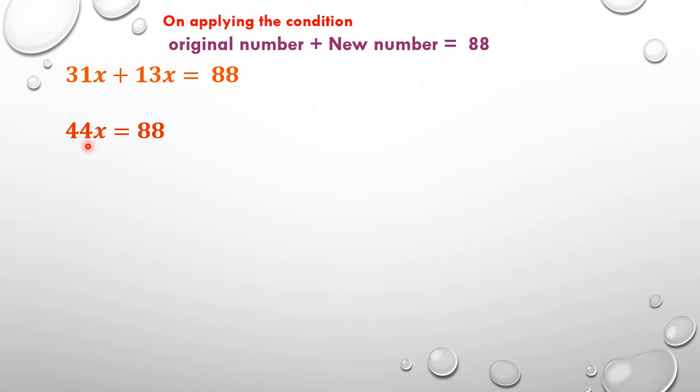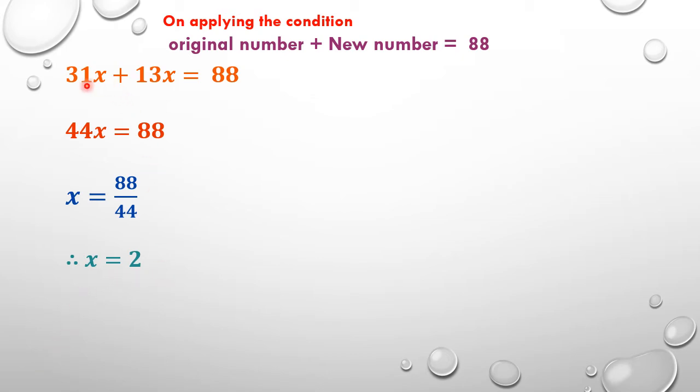And what is the reverse operation of multiplication? It is division. So you will divide this 44 in RHS. 88 divided by 44. What do you get? Correct. It is 2.